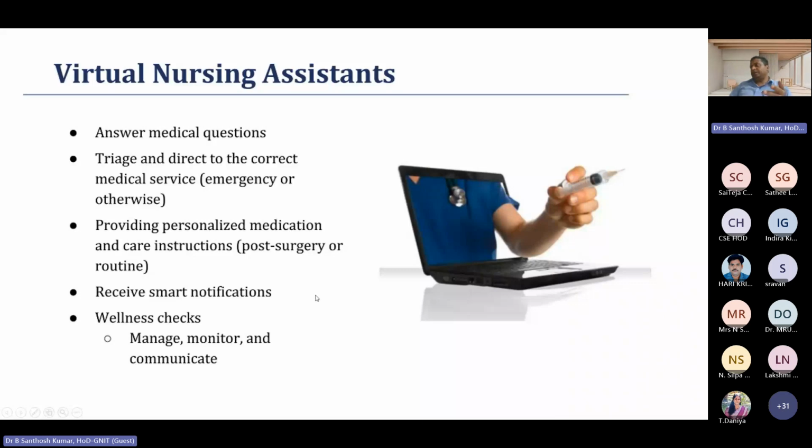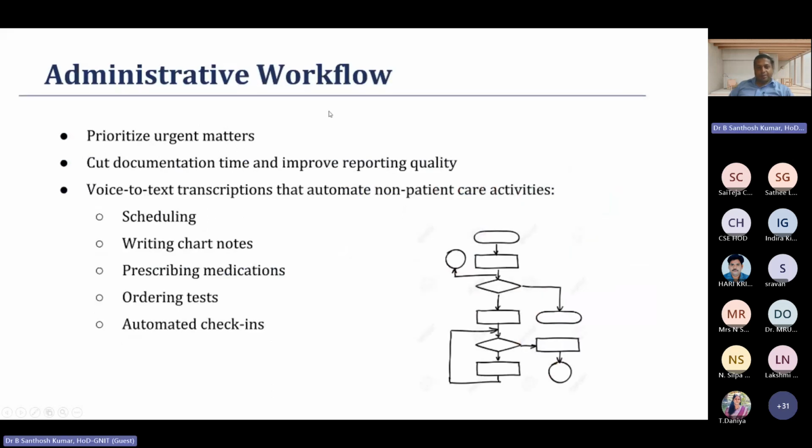So nowadays we are talking about the cruise mode. In cars and all, we are talking about the cruise mode, or in flights they are not going to run the flight manually for that long. So they will keep it in that mode so that the flight will fly automatically. It is automatic mode. Then administrative workflow, which prioritizes urgent matters, then cuts documentation time and improves reporting quality.